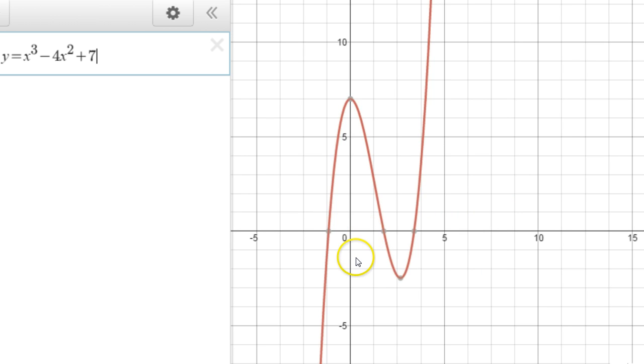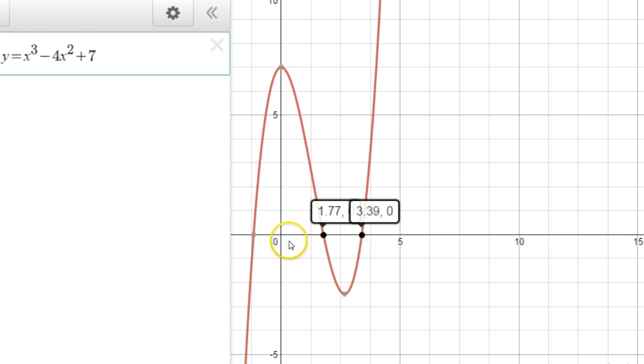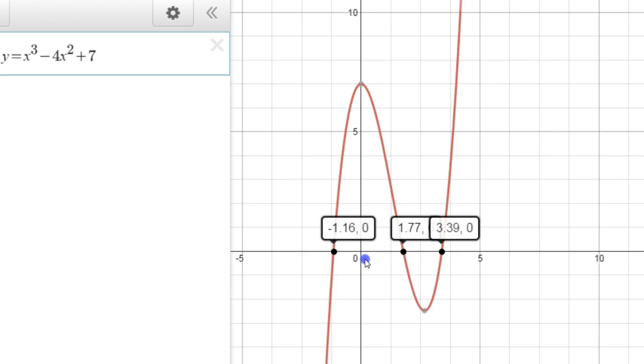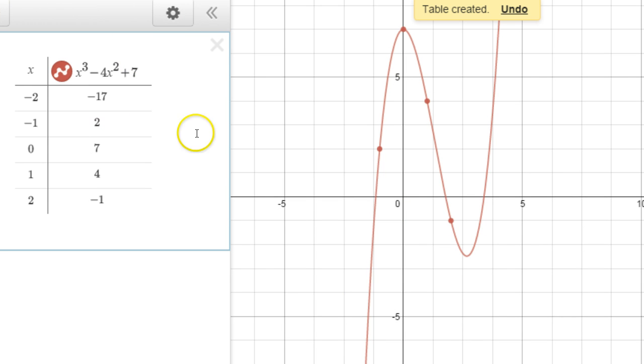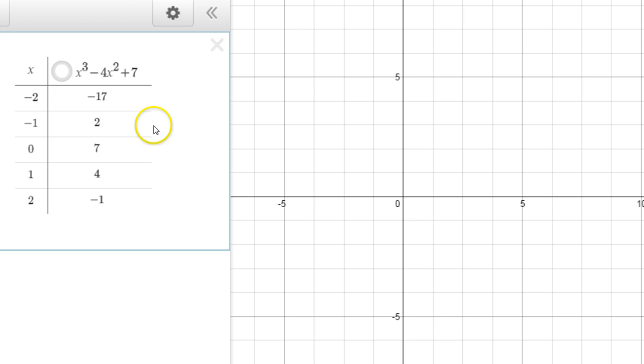So we have our graph. We can zoom in and we can actually click on the zeros, and that's pretty easy. Now what if we had just a table to go from? If we had just a table to go from, where would we tell the zeros are?